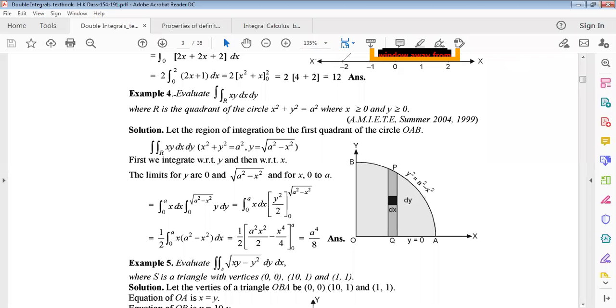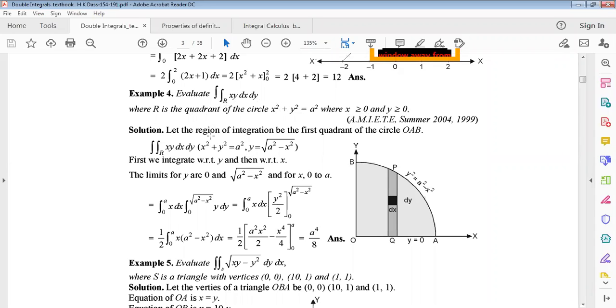Example 4: evaluate the double integral of xy over the region R, dx dy, where R is the quadrant of the circle x square plus y square equals a square, where x is greater than or equal to 0 and y is greater than or equal to 0.